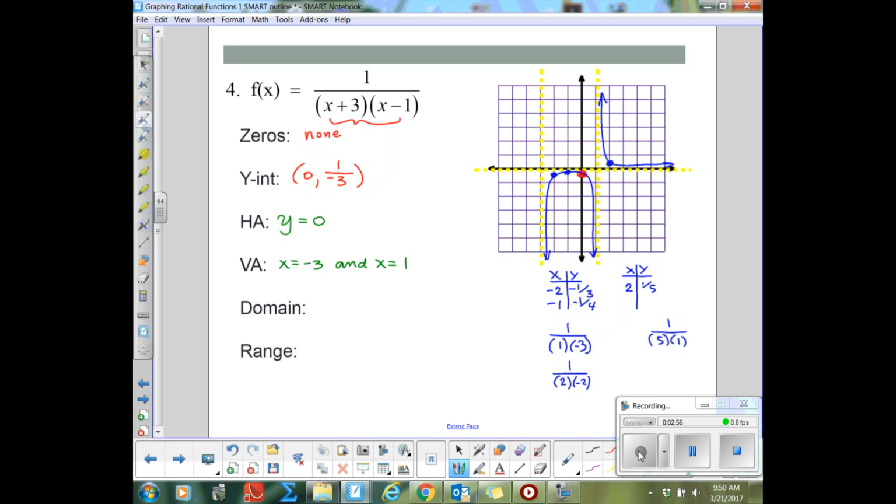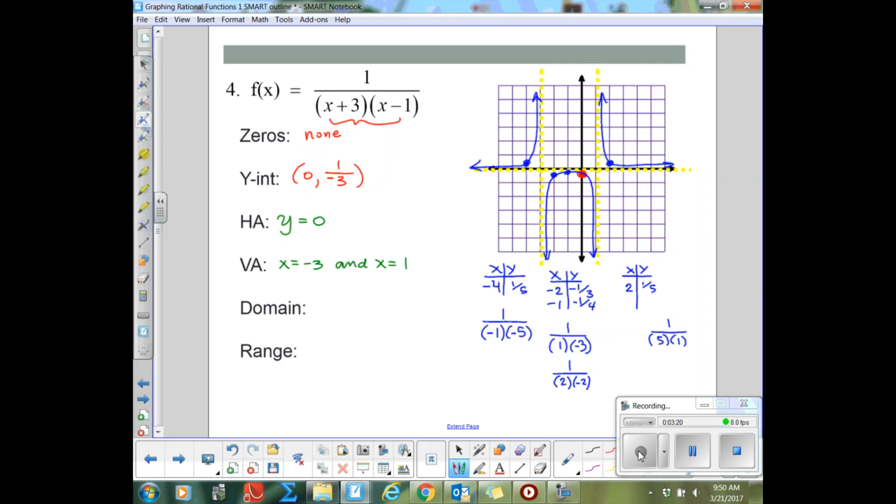And last point that I'm going to plug in is to the left of x equals negative 3. Plugging in a negative 4, I get 1/5. You're noticing some symmetry. Quite often, there will be symmetry in these rational function graphs.